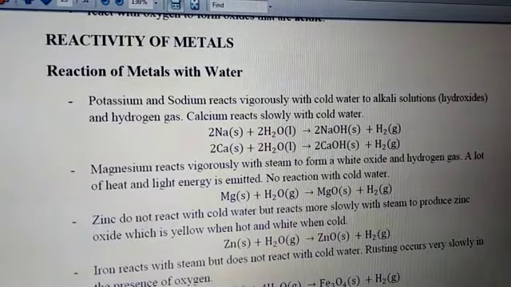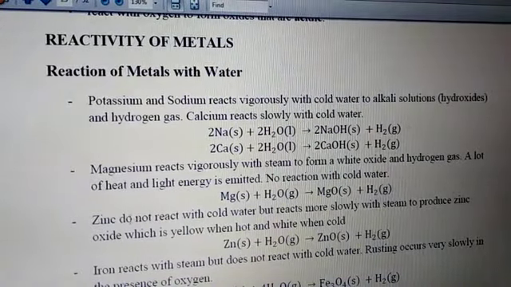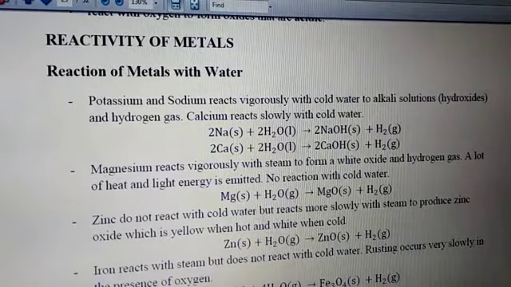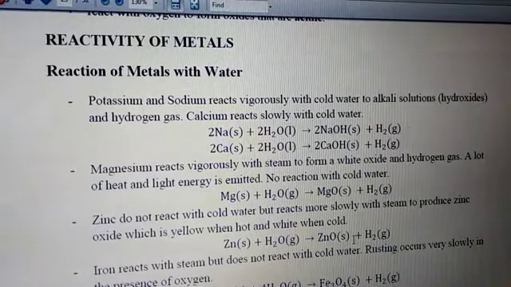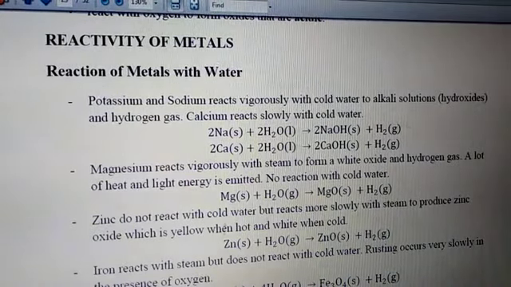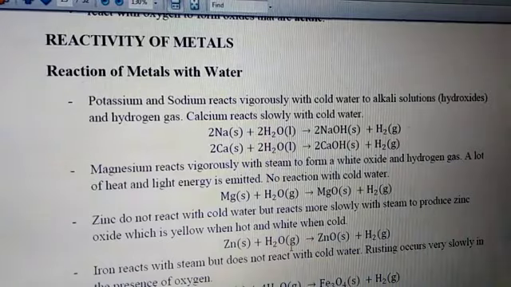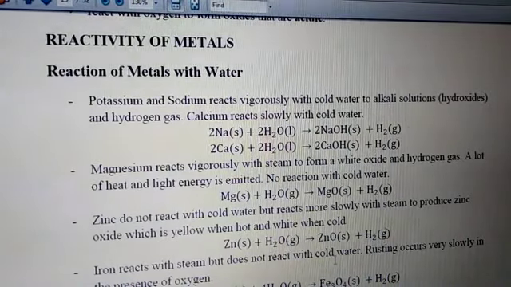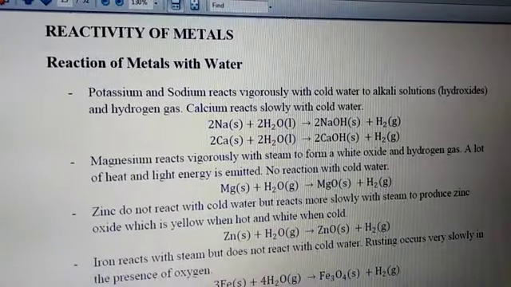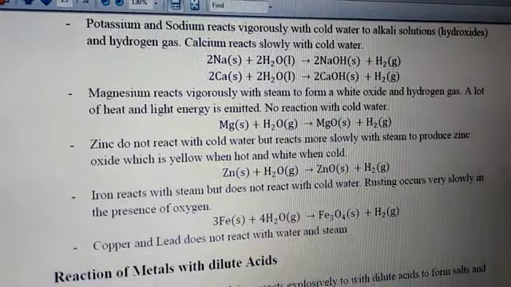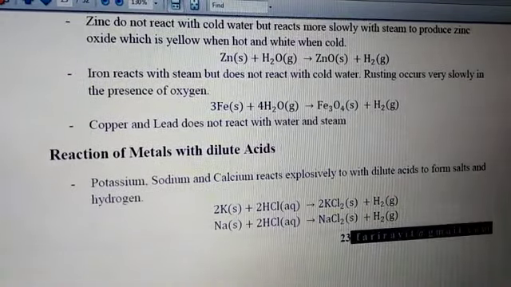As for zinc, it does not react with cold water, but it reacts more slowly with steam to produce zinc oxide, which is yellow. Take note of that. Zinc oxide is yellow when hot and white when cold. That's very important, right? Zinc will not react with cold water, but it is going to react with steam. And when it does react with steam, it will form zinc oxide and hydrogen gas. As it reacts, zinc oxide is yellow when hot and white when cold. Take note of that. That's very important, right?